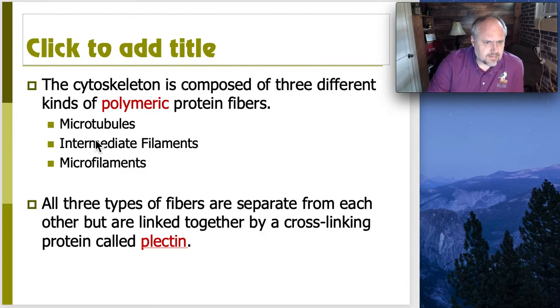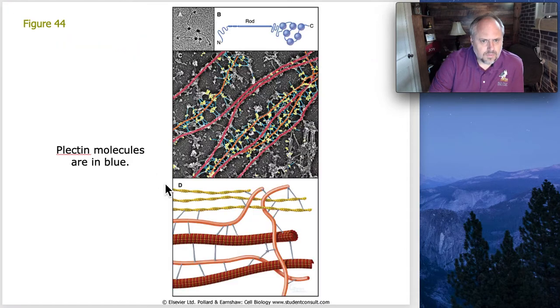The three fibers we have are microtubules, which stay fairly the same throughout the different kinds of cells. Microfilaments stay somewhat the same, although muscle cells would be a good exception to that. And the intermediate filaments tend to be fairly specific based on the kind of cell you are. We'll talk about those in a little bit too. All of these are connected to each other by a protein called plectin. Plectin is essentially the protein that ties the cytoskeleton into one large organelle or unit inside the cell.